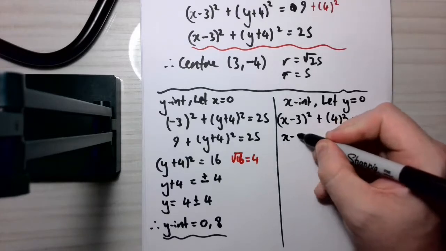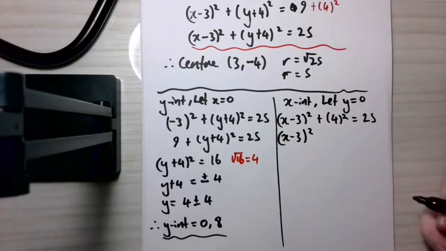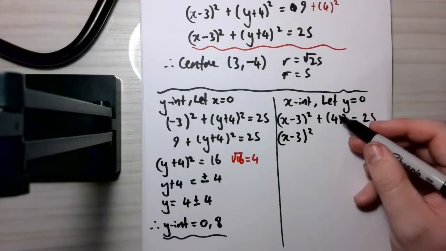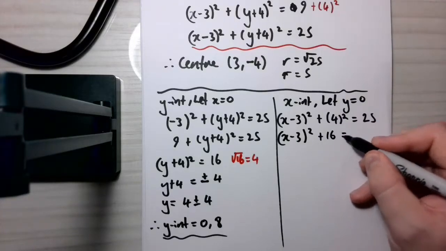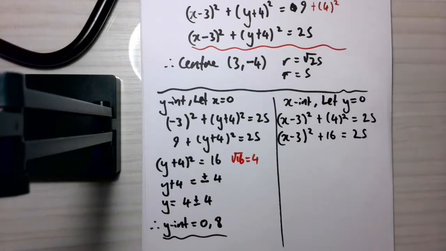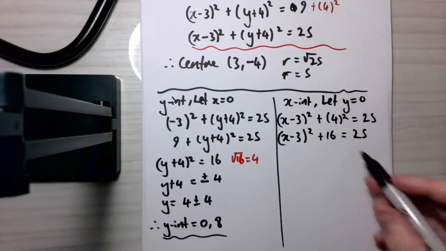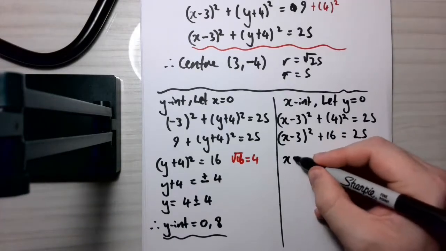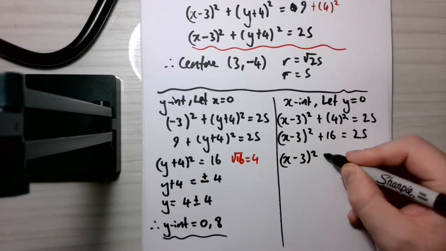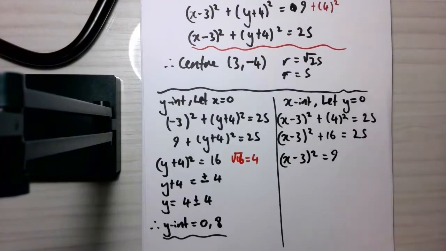Okay, so x minus 3, let's just do a little bit of tidying up. x minus 3 all squared plus 4 squared, well, 4 squared is 16, so that's plus 16 is equal to 25. Now, if we keep going, minusing 16 from both sides, we end up with x minus 3 all squared is equal to 25 minus 16, which is 9.